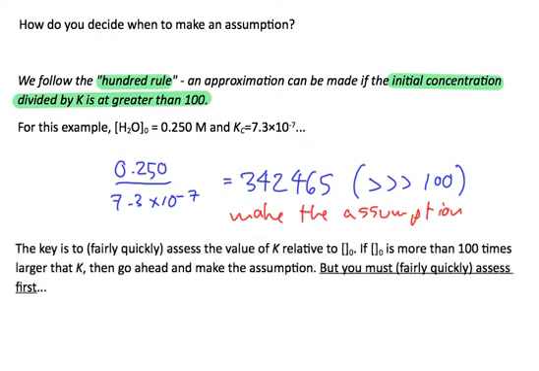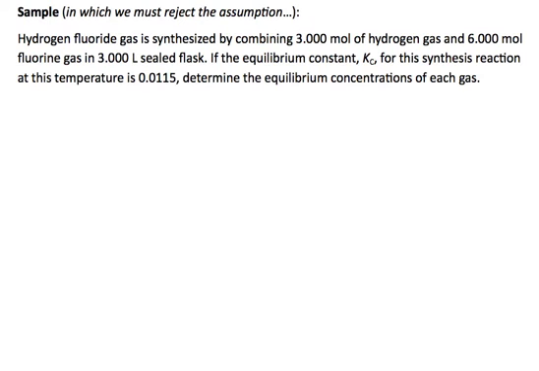So you have to quickly assess the value of K relative to the initial concentration. If it's greater than 100, when you divide K into the initial concentration, then you can make the assumption. So in this example, we have to end up rejecting the assumption. So let's just go through this.